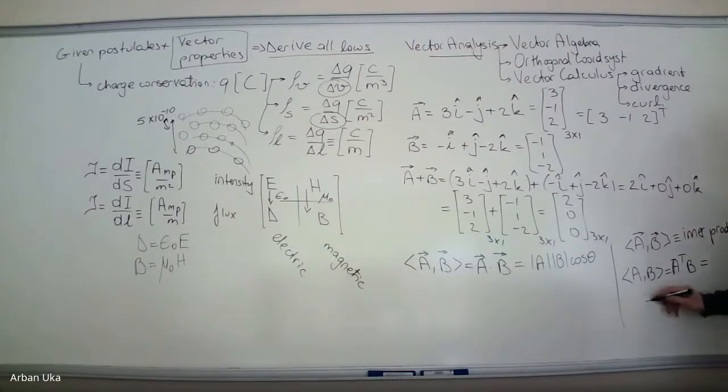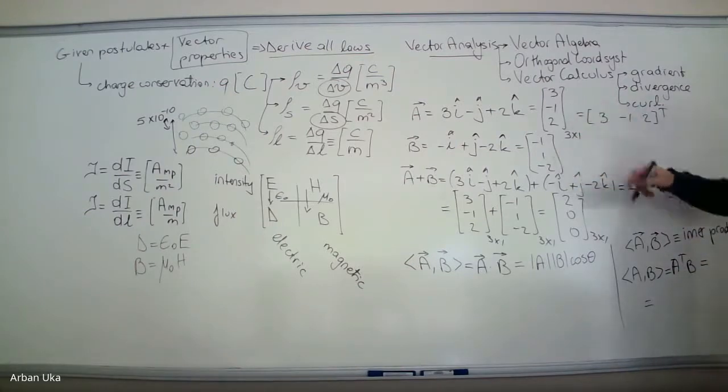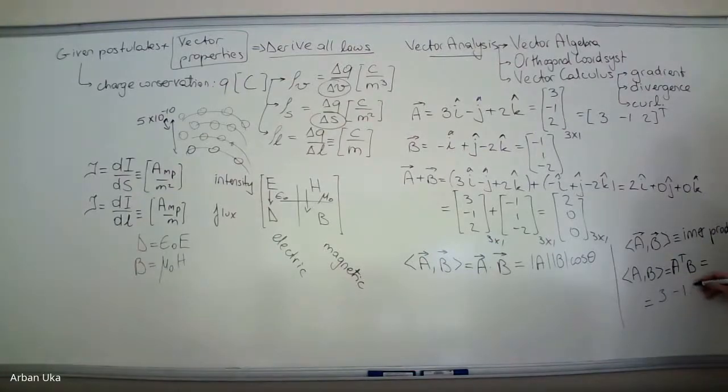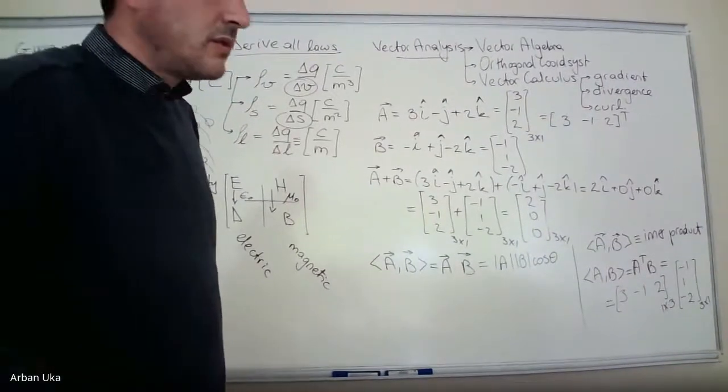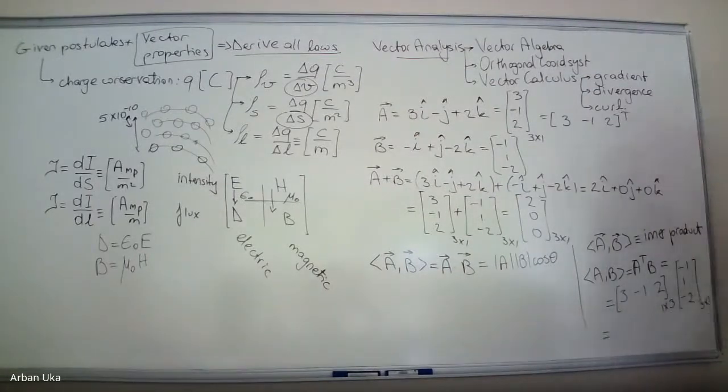What is A transpose times B? A transpose is 3, minus 1, 2, multiplied by B, which is minus 1, 1, minus 2. This is a vector 1 by 3, and this is a vector 3 by 1. So we know that when we multiply these two quantities, we should get a scalar quantity. I believe you can see this now. When we multiply these two together, we get minus 3, minus 1, minus 4, which is minus 8. Let's check this again: minus 3, minus 1, minus 4, minus 8. That's what we obtain here.